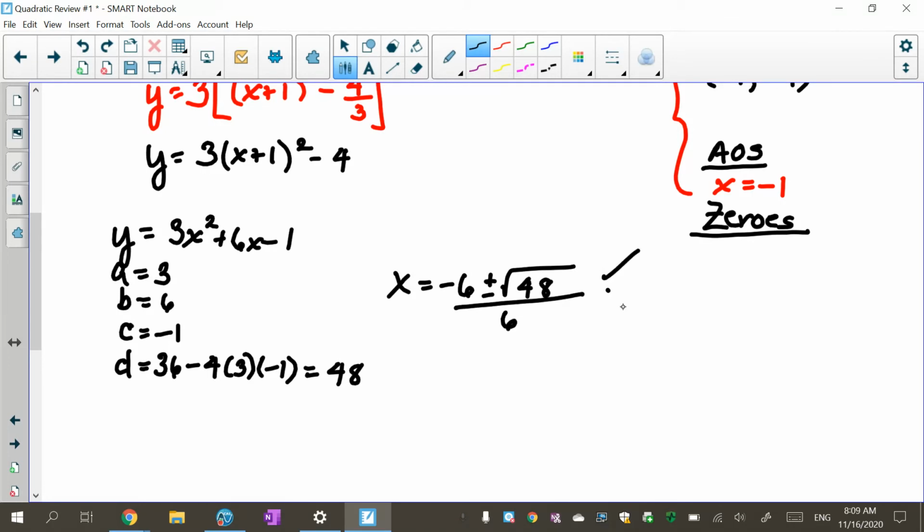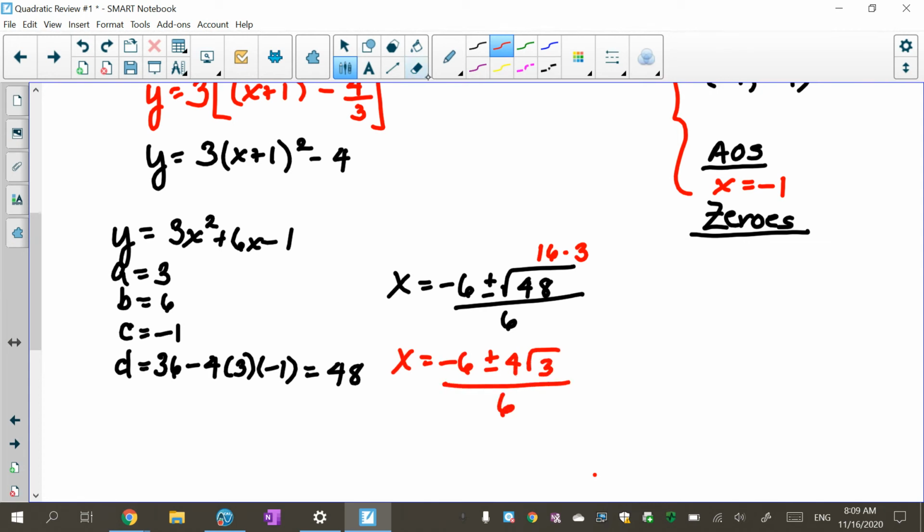So I'm going to split it up, plus and minus, and I want you to be able to simplify this. Actually, I'm not going to split it up yet. I'm going to simplify it first. So you can find all the factors using the factor button. I do know 48 is 16 times 3, so that can come out as a 4. So I have x equals -6 plus or minus 4 radical 3, all over 6.